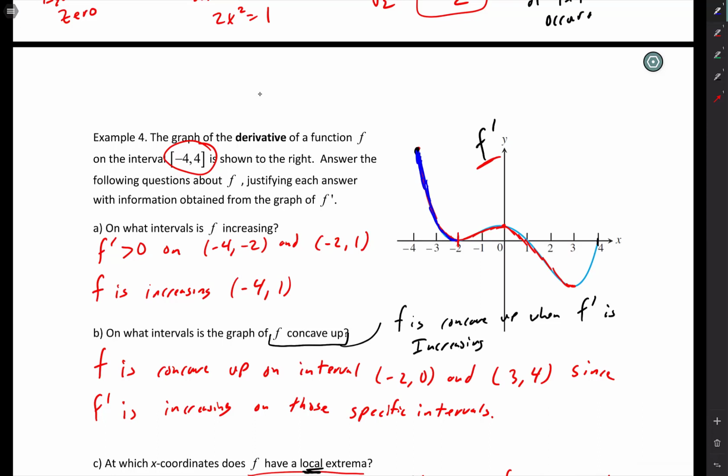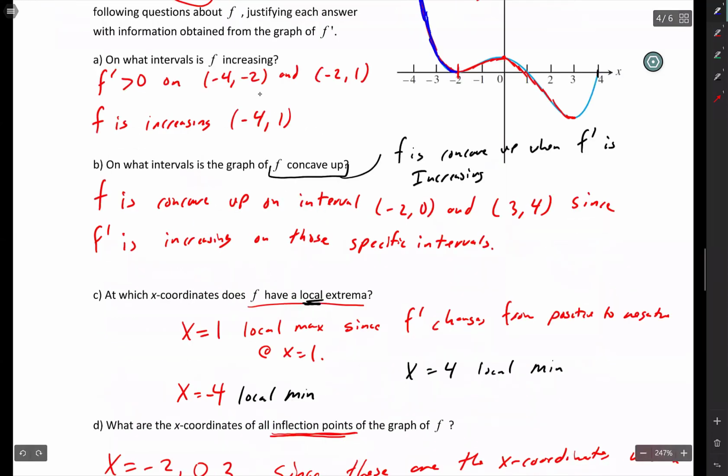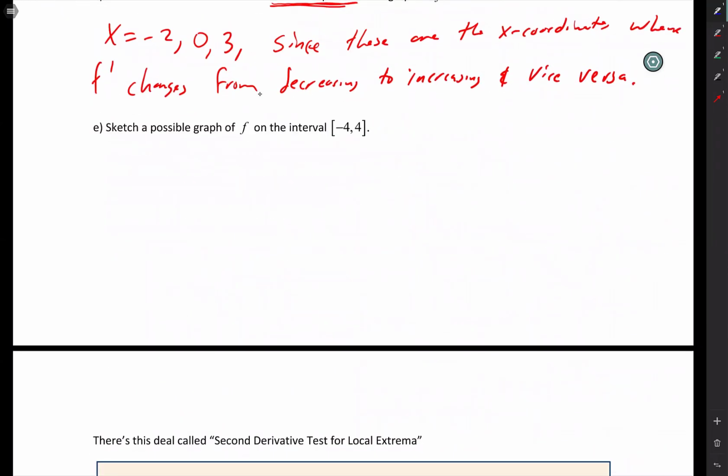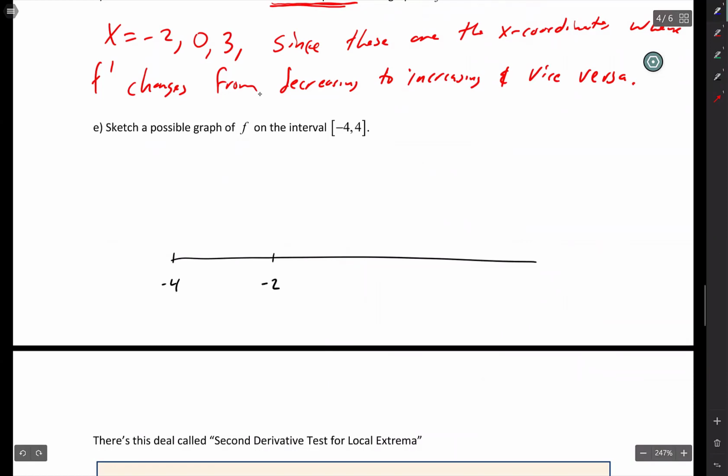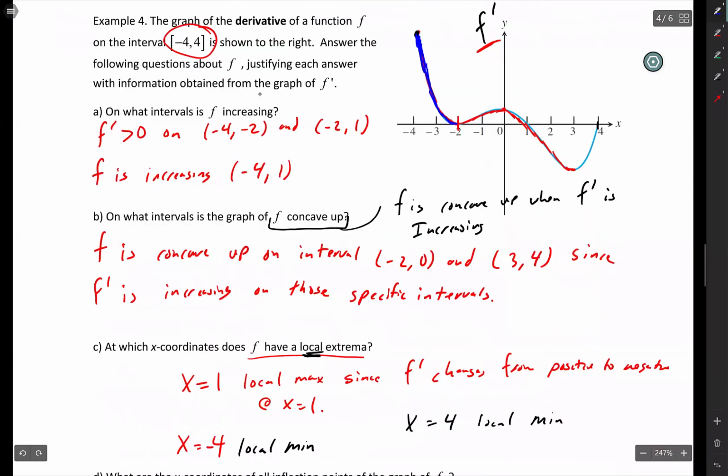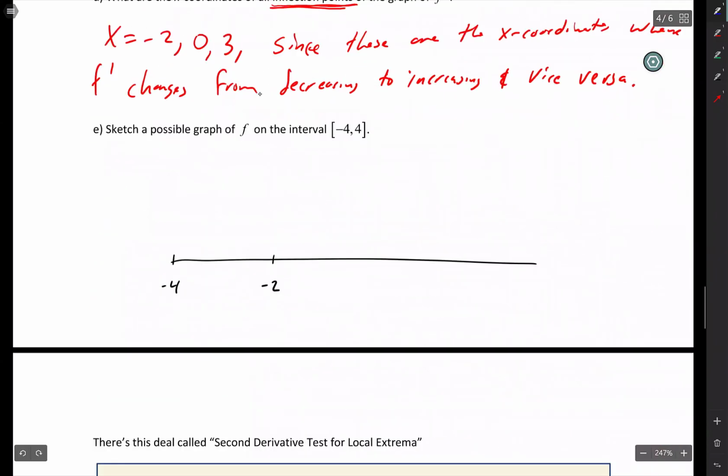But F prime is decreasing, which means F better be concave down. So we're going to draw increasing concave down from -4 to what? -2. Who cares about the Y values? All I care about is X values, guys. Let me make that in black and I'm going to color code it. Here's -4. I'm going to say here's -2. And I put this in blue.